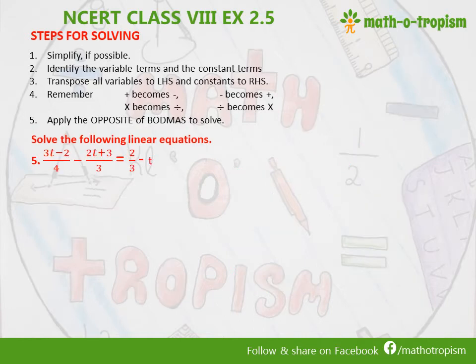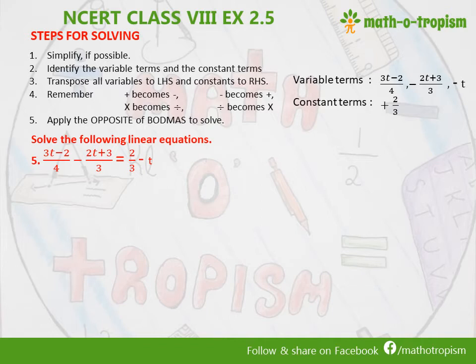So the next sum is 3t minus 2 by 4 minus of 2t plus 3 by 3 is equal to 2 by 3 minus of t. Now here there is no further simplification possible, so we need to identify the variable terms and the constant terms. We have the variable terms as 3t minus 2 by 4 minus of 2t plus 3 by 3 and then 2 by 3 minus t. Next, we have the constant terms as just the plus 2 by 3 on the right hand side.